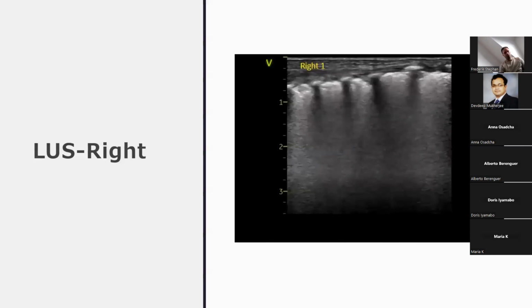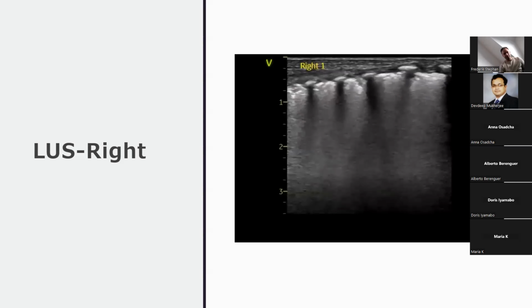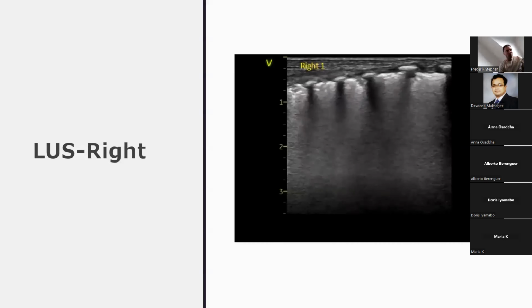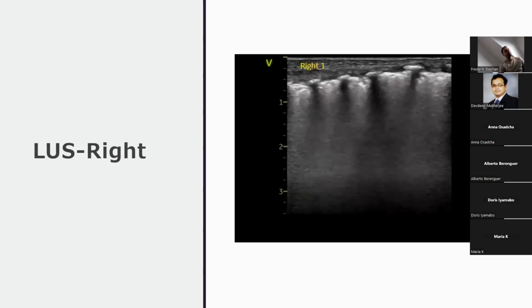The lung sliding otherwise looks normal to me. But there is disruption of pleura at a few places, and there is subpleural consolidation. Fair point. Okay, so because there's lung sliding, this is really, really important.